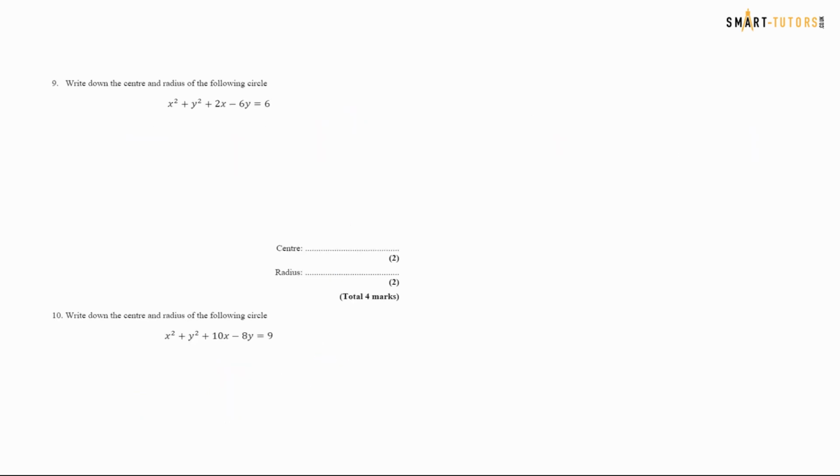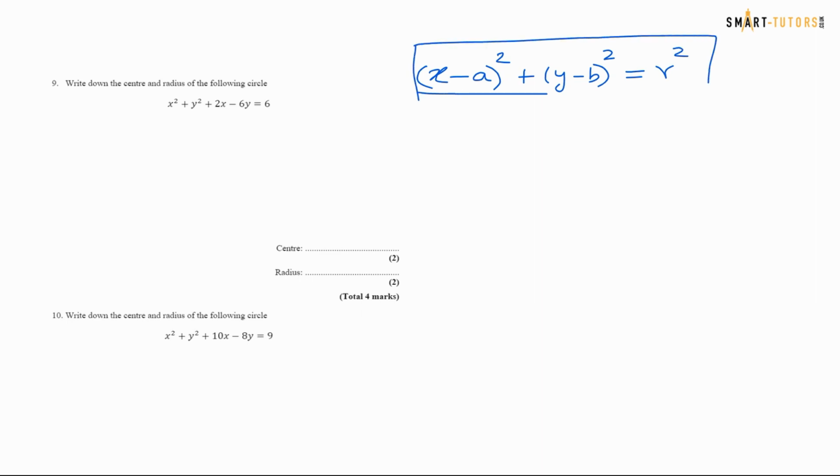Question number 9. Write down the center and the radius for the following circle. The equation is in a different format. What we prefer is the format x minus something or plus something squared, plus y minus b squared, equals r squared. This is the general format we studied, and we prefer to have the circle's equation in this format to predict the center a, b and the radius r. But if it is in a different format, we need to convert it to x minus a whole thing squared.